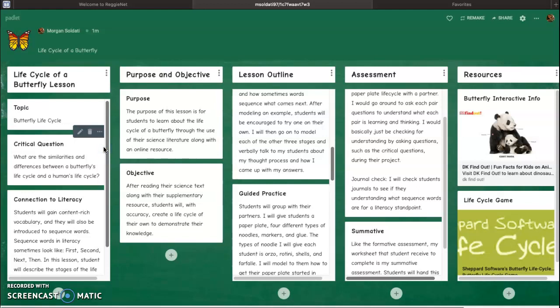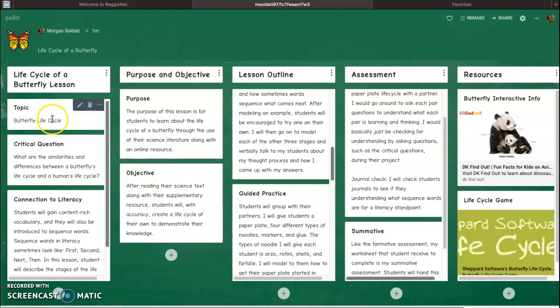So here's my Think Aloud. I chose to do life cycle of a butterfly. For my Think Aloud lesson, I wanted to do something that I found exciting as a student, so this is the one I chose to do. And I chose to do it on Padlet. I'm comfortable with Padlet. I've used it in the past. That's probably why I chose it. But I kind of just like the whole look of it. It's really nice and clean cut and easy to access.